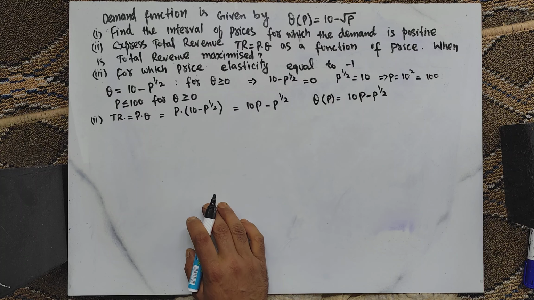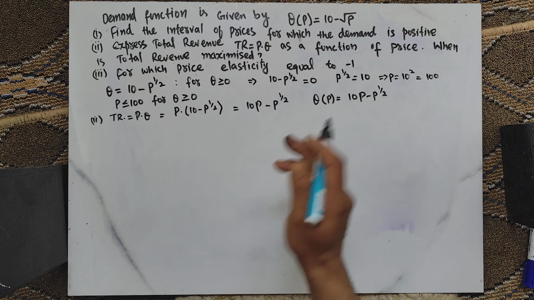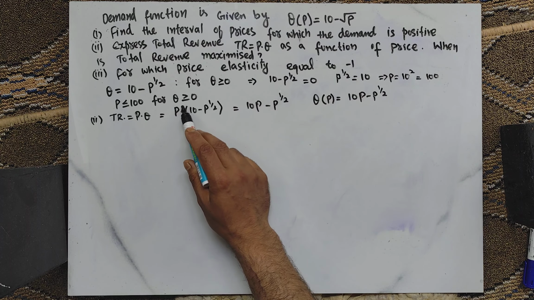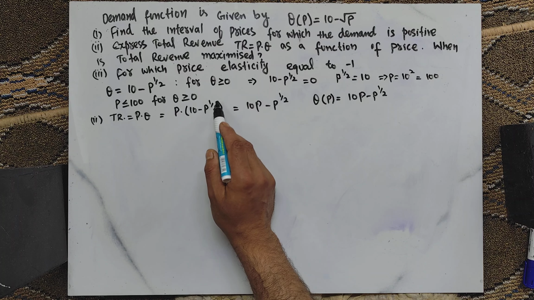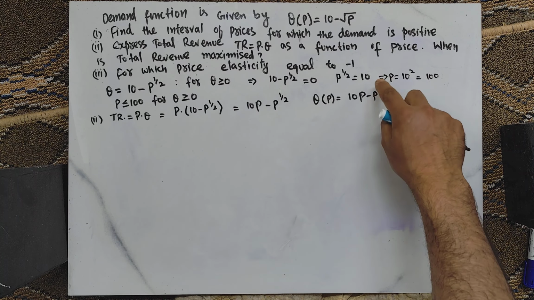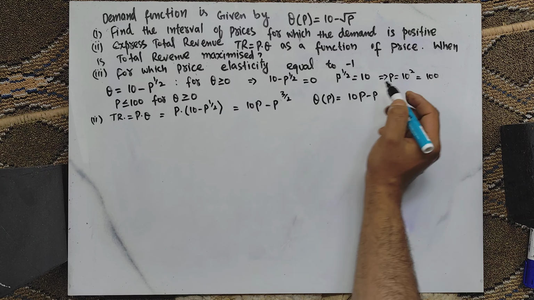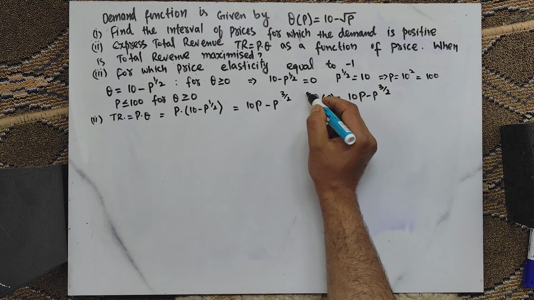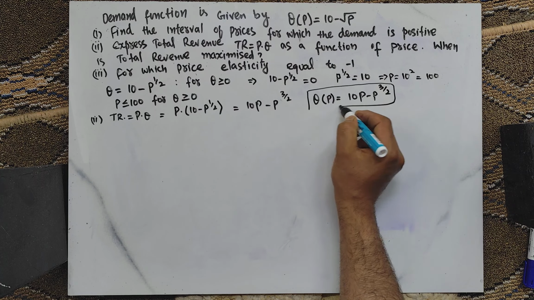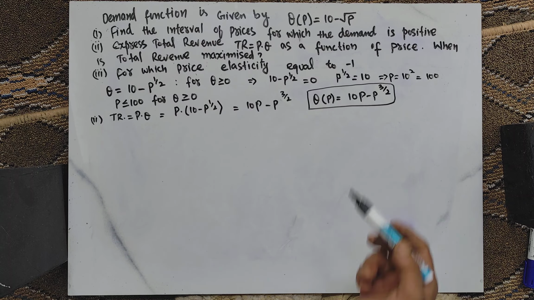Let me see if I have done it correctly. No, here it will become 1 plus 1 upon 2. 1 plus 1 upon 2 is 3 upon 2. So here we have 3 upon 2. This is our total revenue as a function of price, which is what the question was asking us.